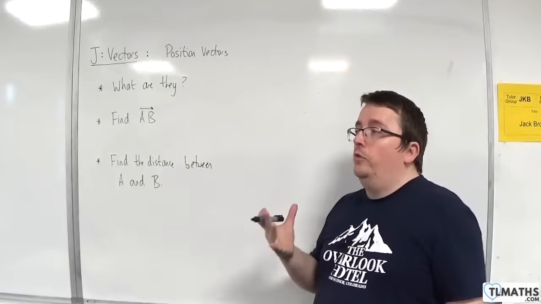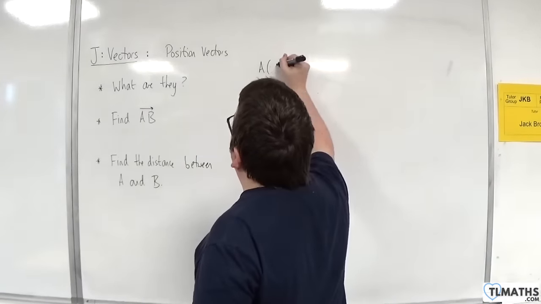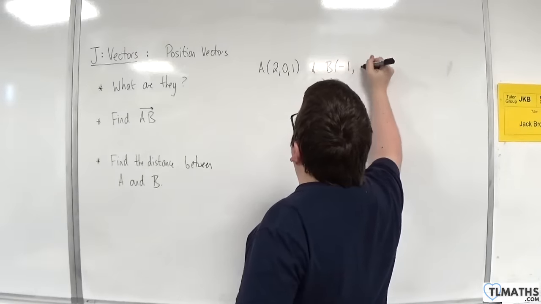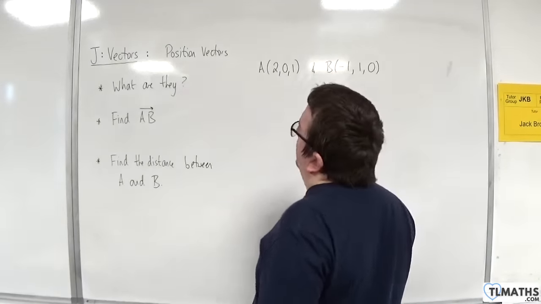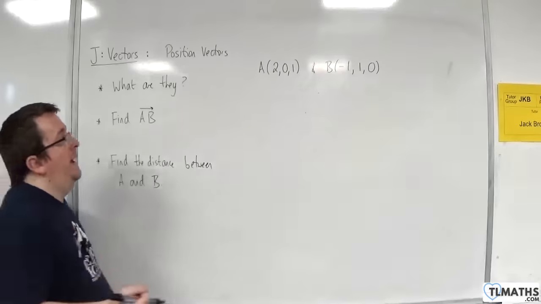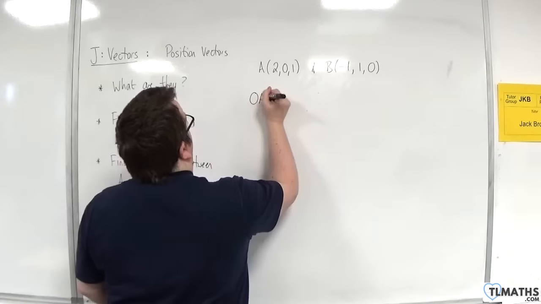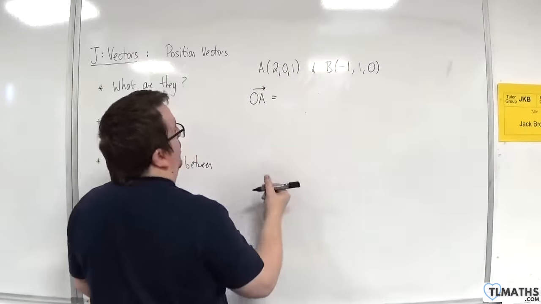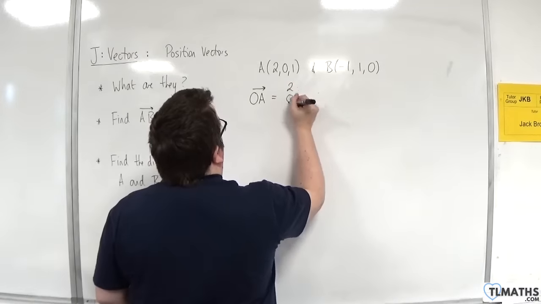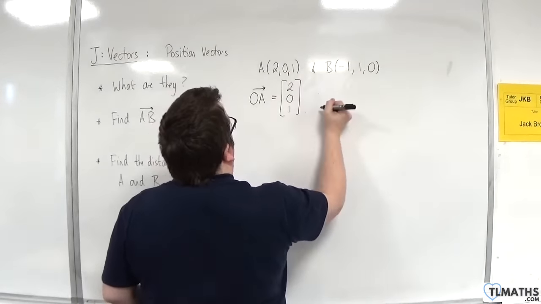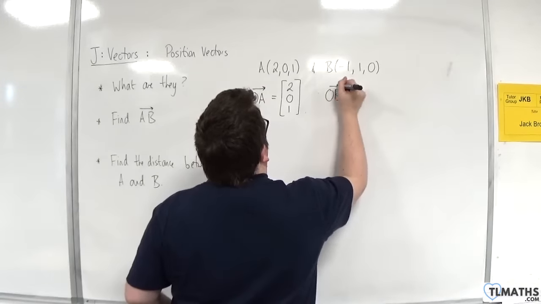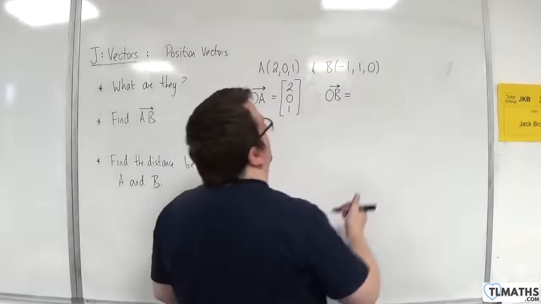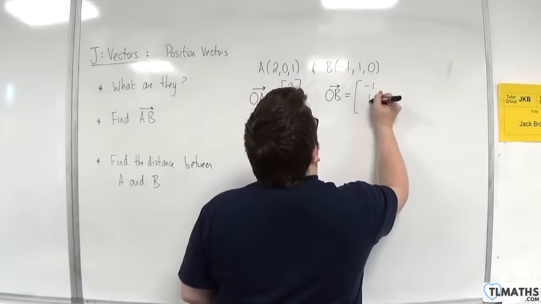So let's say we've got two points, a and b. a is (2, 0, 1), and b is (-1, 1, 0). Now, the position vector for a is OA. You can write that as a column vector or a in component form. I'm going to write it as a column vector, so (2, 0, 1). And the position vector for b is OB. A position vector tells you how to get from the origin to the coordinate. So (-1, 1, 0).